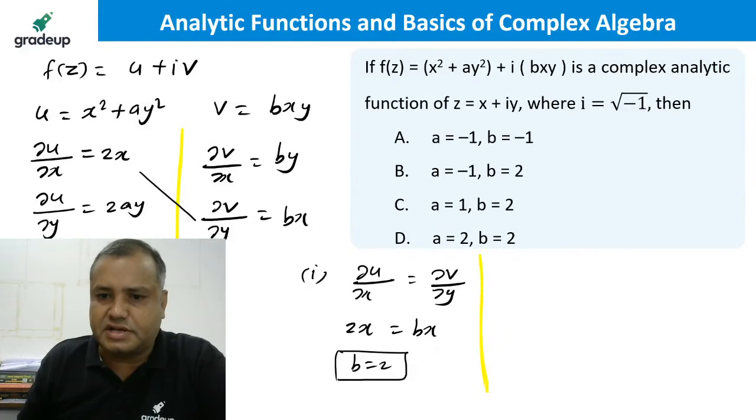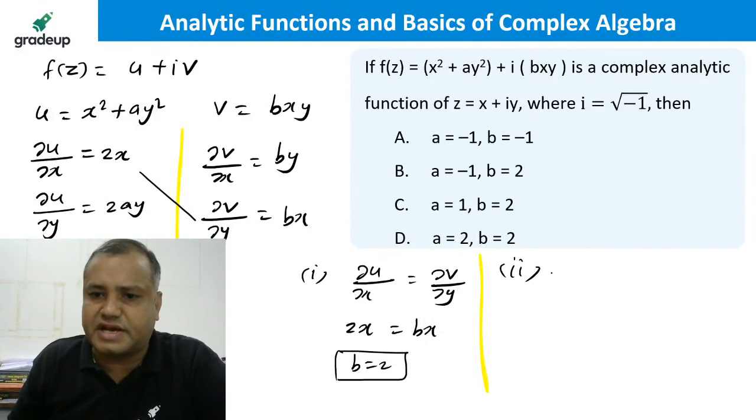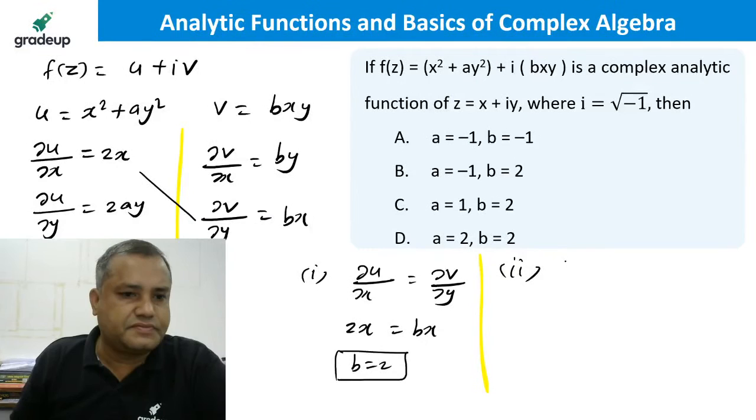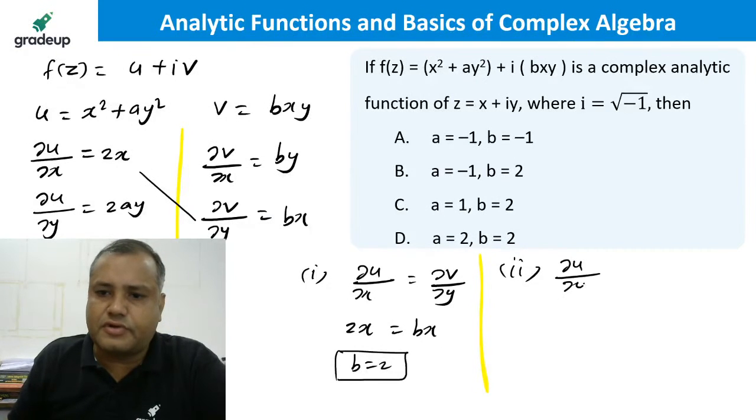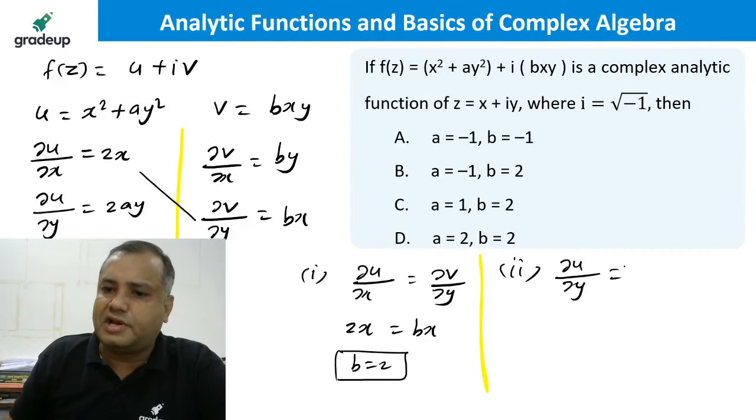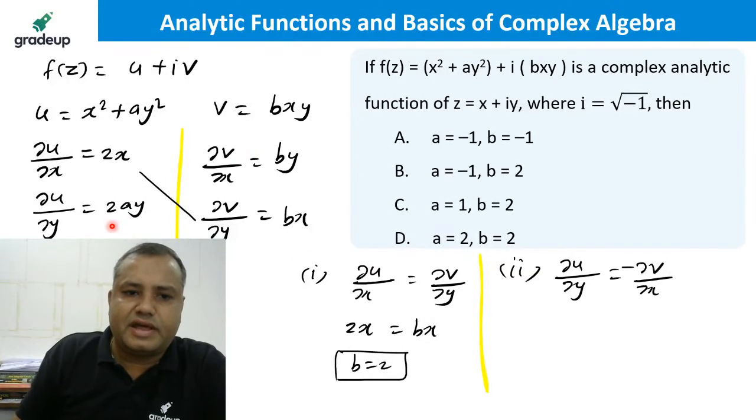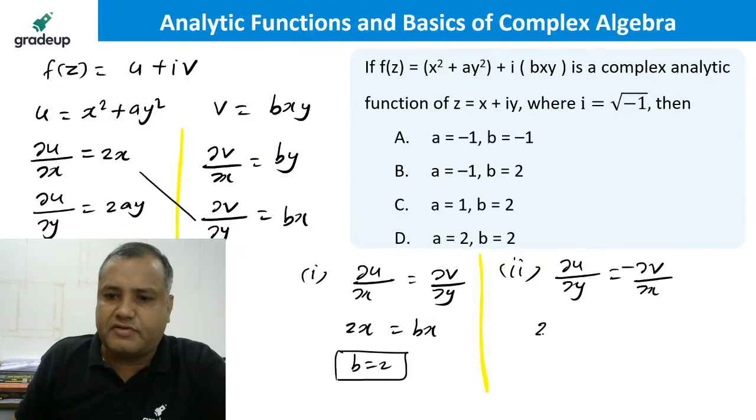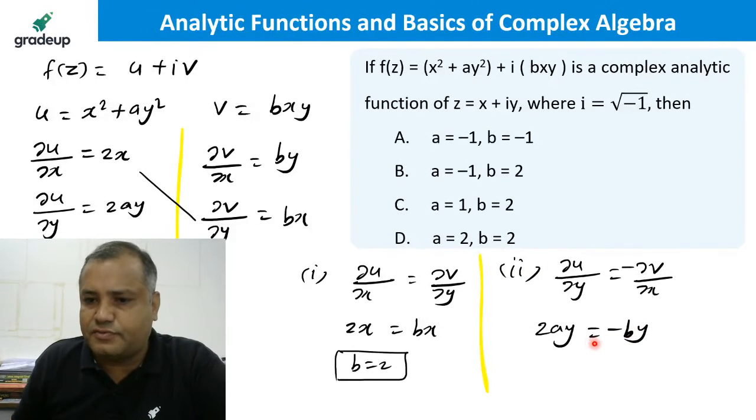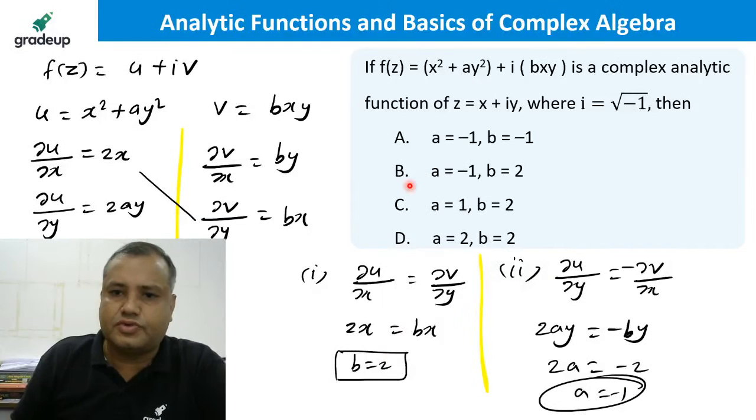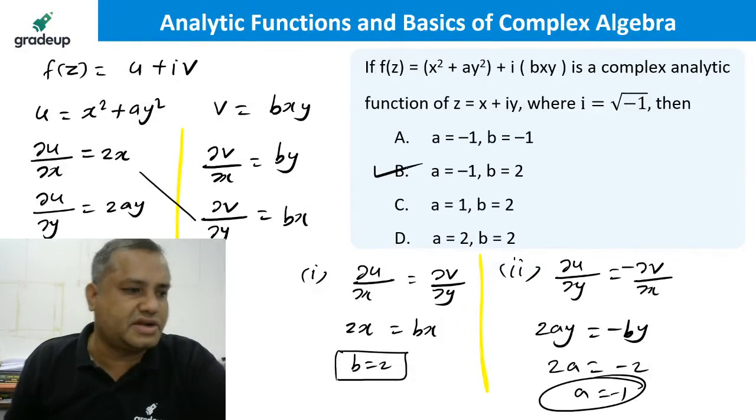Another equation is, what is the second Cauchy's equation? Del u by del y will be minus del v by del x. So twice ay equals minus by. You can just neglect this y. Twice a equal to minus b. A will be minus 1. So a equal to minus 1, b equal to 2. Option B is the correct answer.